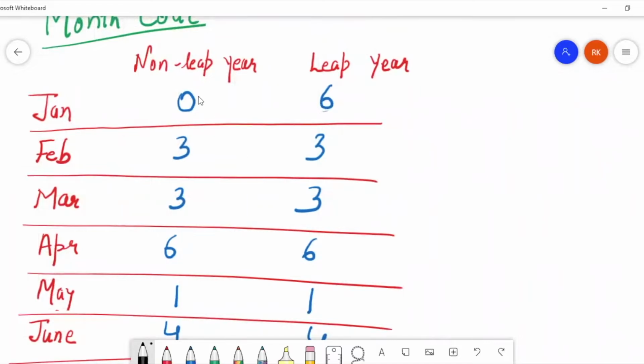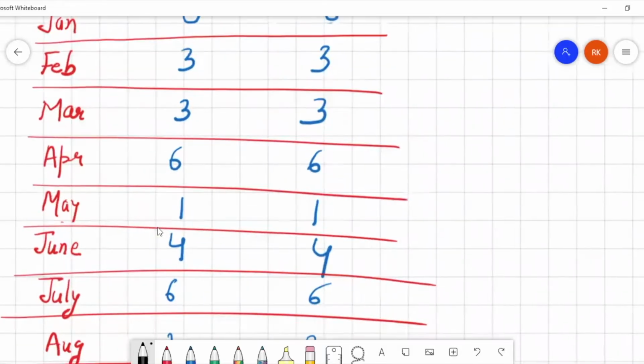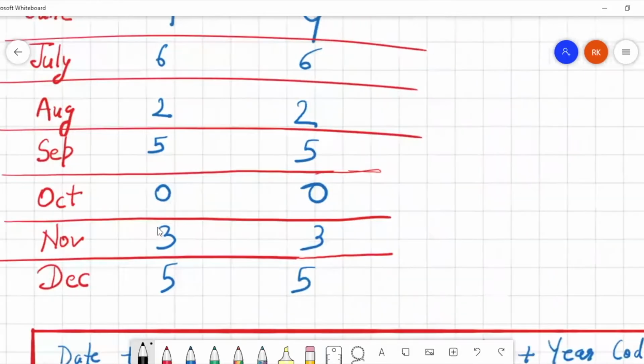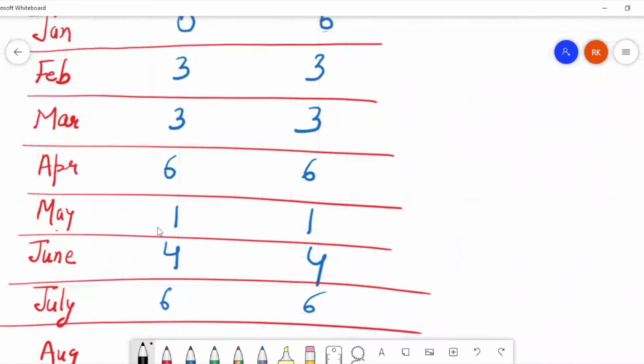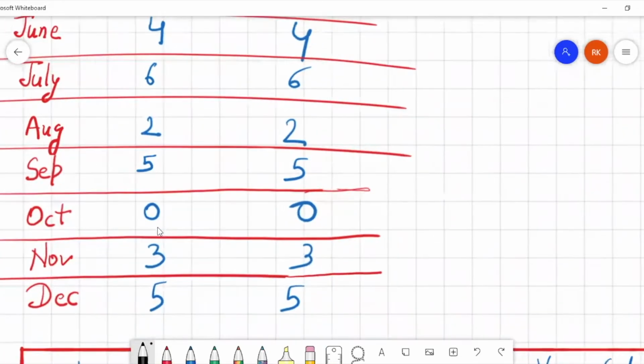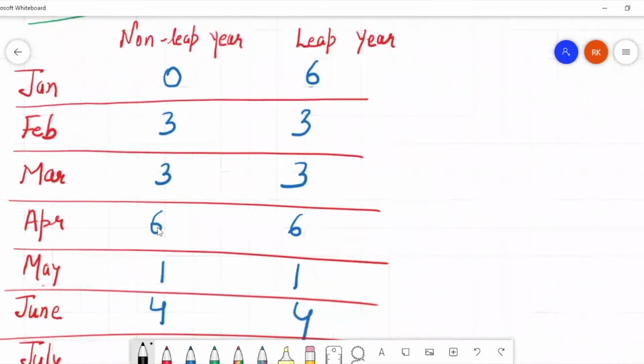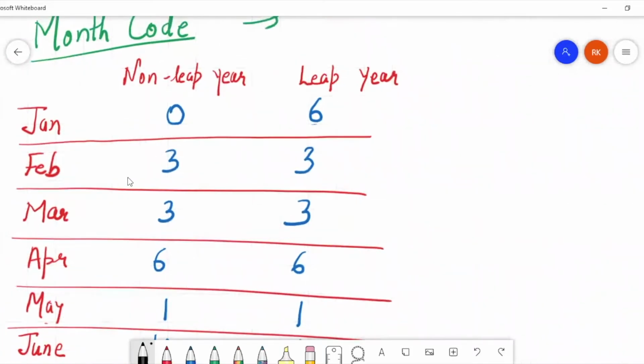What you do is you just club these months in groups of 3. Jan, Feb, March you take in one group, and then April, May, June in one, July, August, September in one, October, November, December in one. Then you can remember it as 033, 614, 625, 035. And the only thing you have to keep in mind is, when the year is leap, then you have 6 as the month code for January. All the other things are the same.